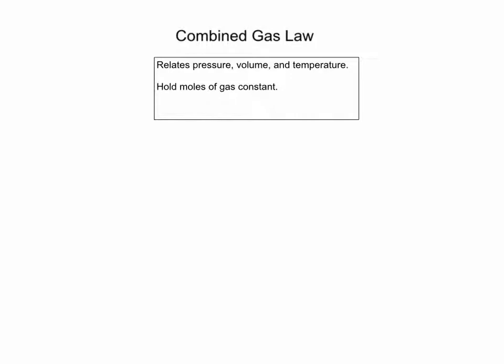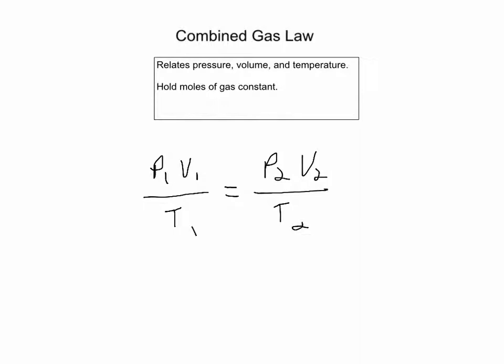So the combined gas law is P1 V1 over T1 equals P2 V2 all over T2. Pressure must be in atmospheres. Volume must be in liters. And temperature must be in Kelvin. Let's try a sample problem.